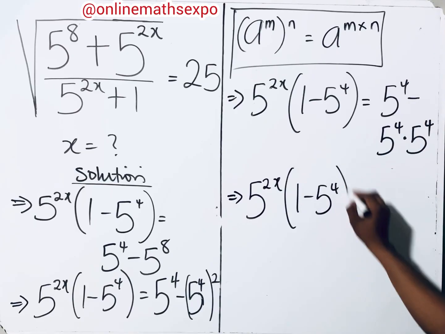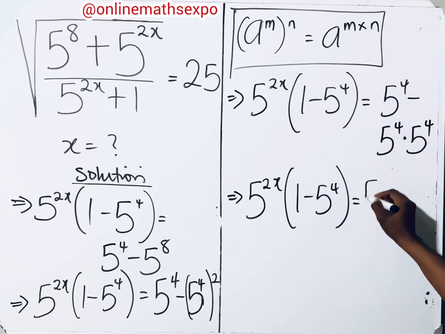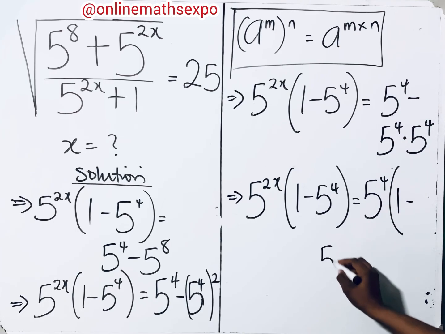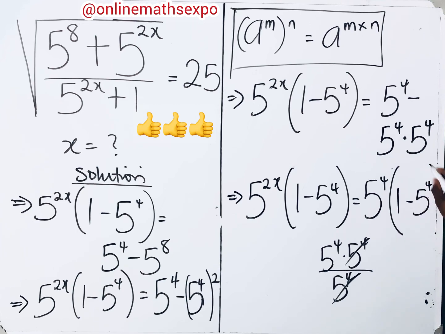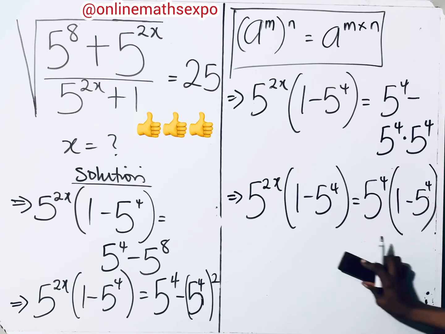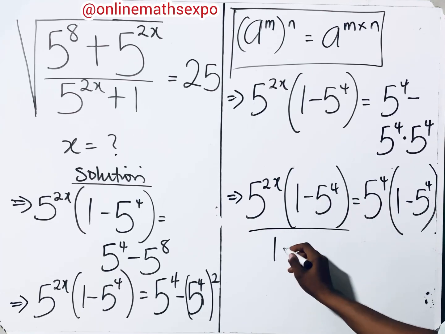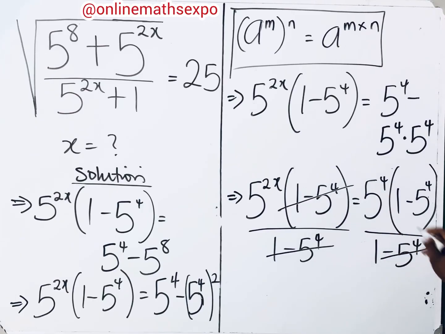So we now have 5 to the power of 2x into 1 minus 5 to the power of 4 is equal to, you observe now that this is common. So you just bring one out, open a bracket, use this to divide itself, it gives you 1, minus, then when you have 5 to the power of 4 multiplied by this, when you divide by 5 to the power of 4, it returns 5 to the power of 4. Did you see that? I hope you're observing something. You observe that this is common in both parts. So to remove it, divide both sides by 1 minus 5 to the power of 4. This takes off this and this takes off this.